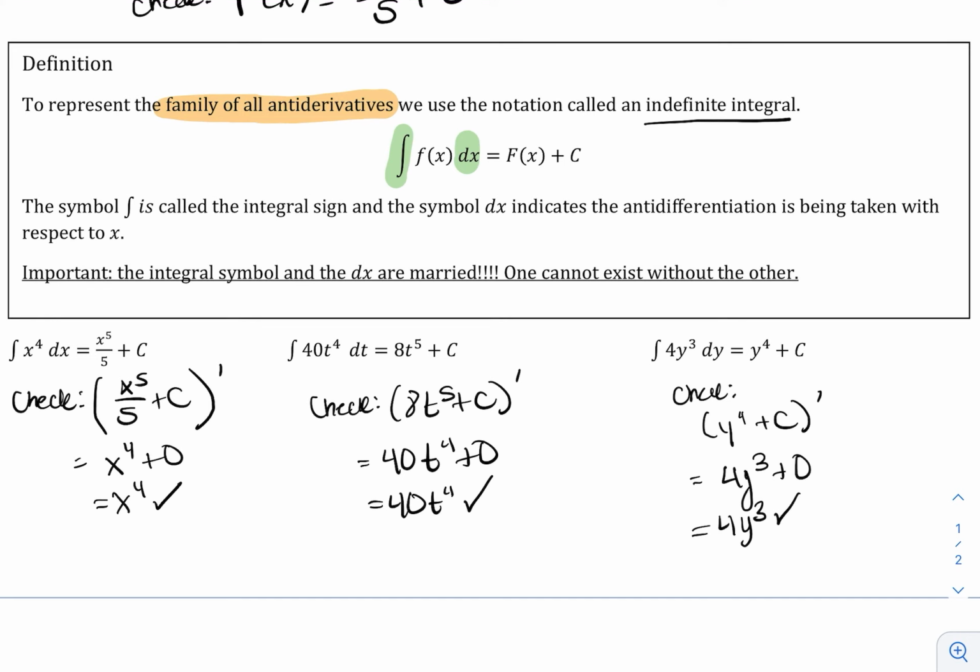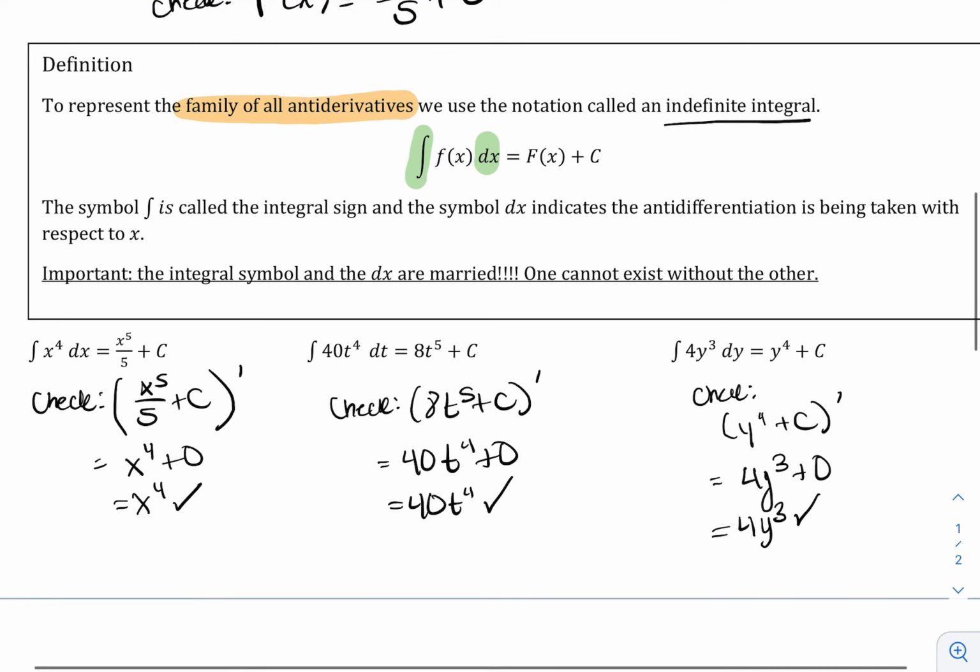But the last thing I want you to notice about the integral symbol is to look at the dx. In the first one, the variable you're working with is x, so it's dx. In the second one, the variable you're working with is t, so it's dt. And in the third one, the variable you're working with is y, so it's dy. The dx, dt, or dy represents that the anti-differentiation is being taken with respect to that variable. So pay attention to what variable you're working with.